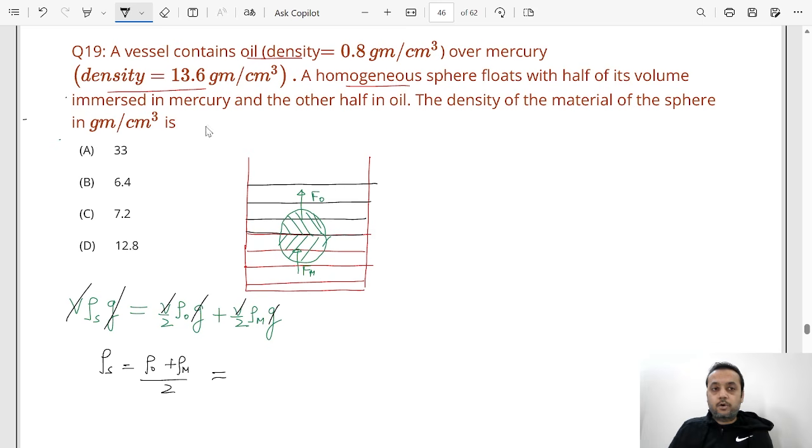So rho oil is how much? 0.8 gram per centimeter cube, and rho mercury is 13.6. So this becomes 14.4 by 2. That means 7.2 gram per centimeter cube.